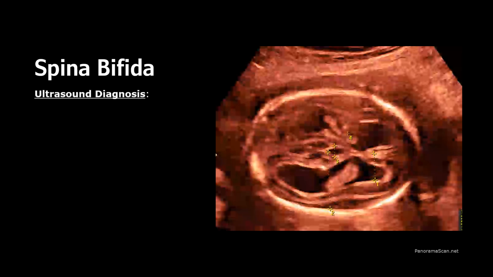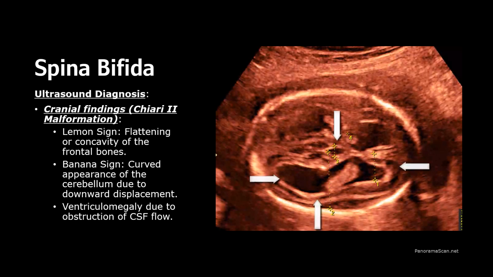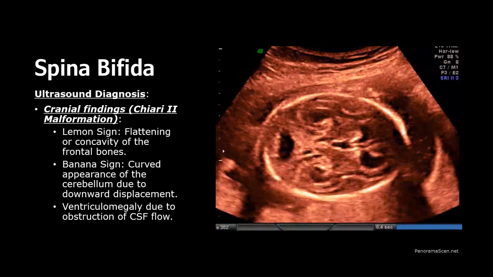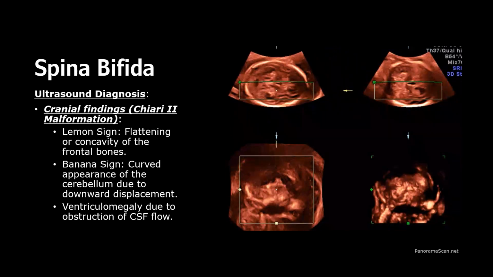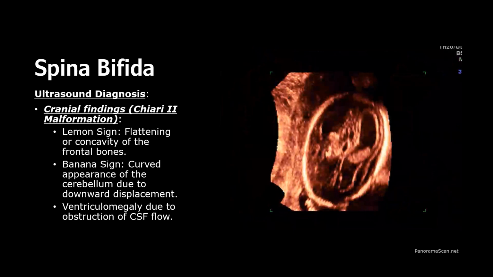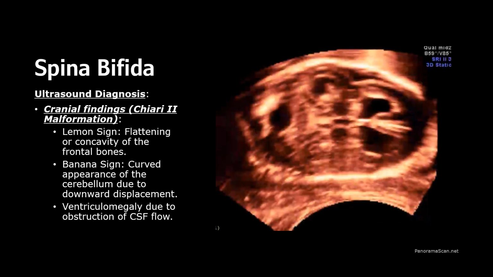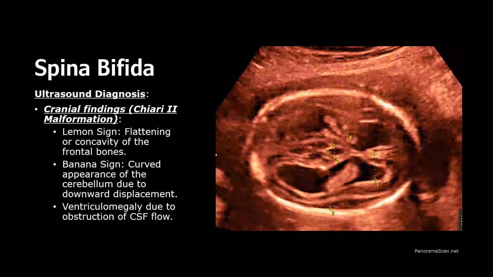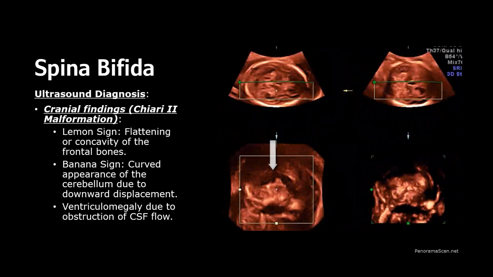In diagnosing spina bifida, cranial findings, particularly in Chiari-2 malformation, are crucial to assess. These are common in more severe cases of myelomeningocele. We can detect the lemon sign, which is a characteristic finding in which the frontal bones appear flattened or show a concave shape, which is indicative of abnormal cranial development and pressure from the herniated spinal contents.